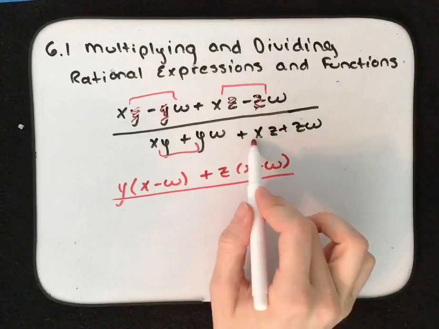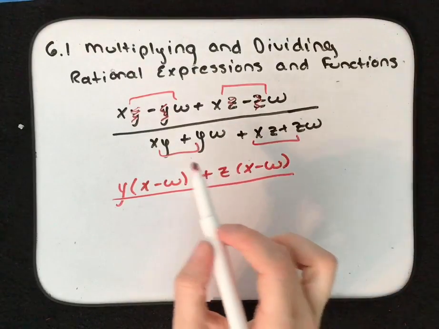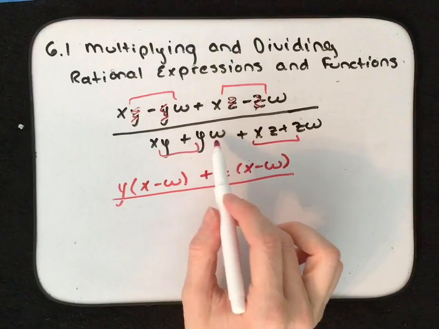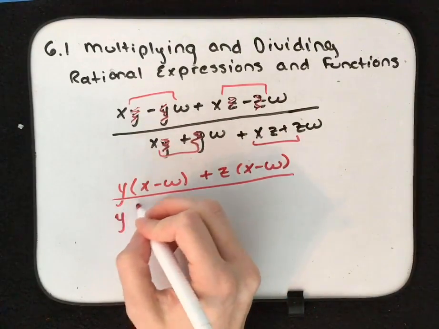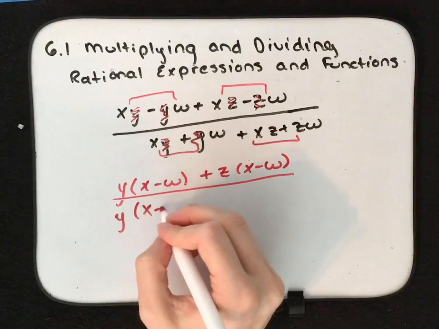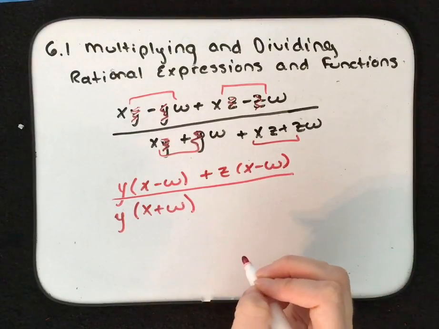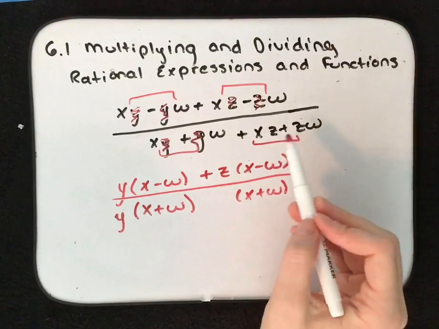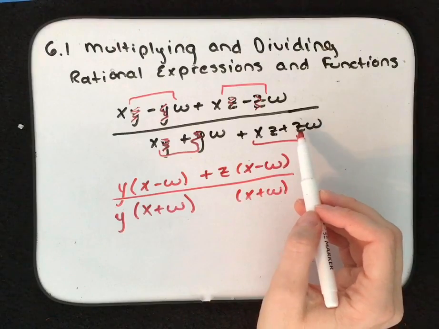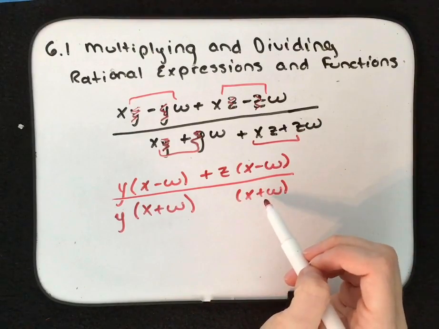So there we go. Let's do the same thing in the denominator. I'll group these two and these two. What is in common between xy plus yw? Well, we have a y in common. So if I pull out that y, I have x plus w left over. I know that I need x plus w, so what can I pull out from xz plus zw to get x plus w?